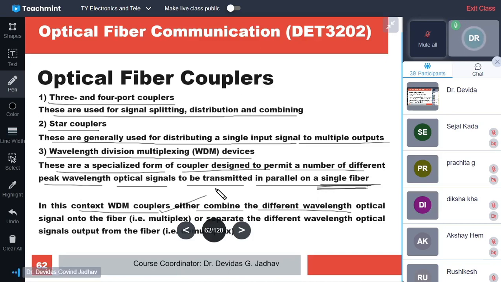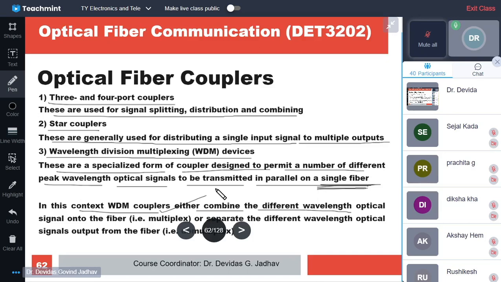But in WDM, wavelength division multiplexing, each subscriber will require a different signal, just like an internet connection, a mobile connection, telephonic connections. One subscriber's signal is not useful to another subscriber. So in that case, multiple signals are there and multiplexed signals are used. So WDM is there.